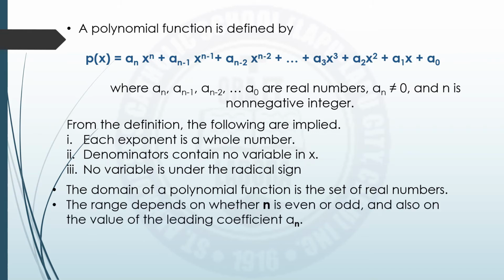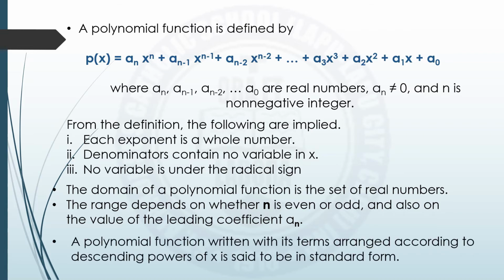The range depends on whether n is even or odd and also on the value of the leading coefficient a sub n. A polynomial function written with its terms arranged according to descending powers of x is said to be in standard form. That is all about polynomial function.